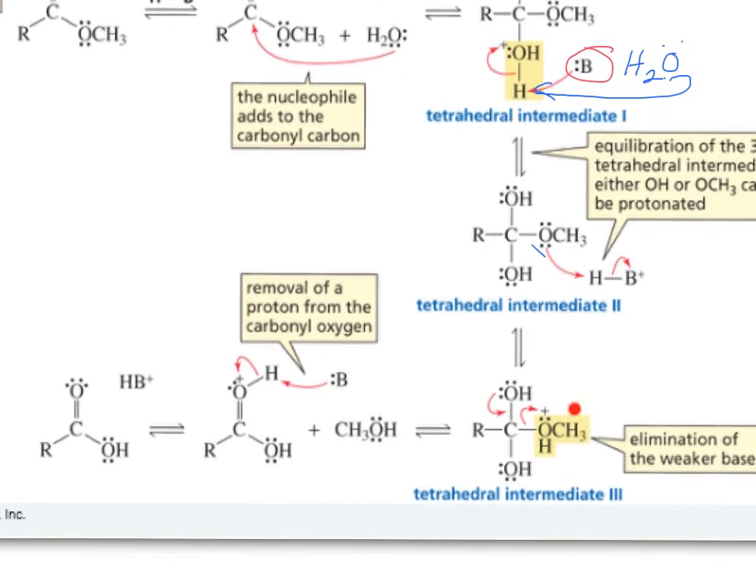Now you've turned the group you want to have leave into a better leaving group. That comes down. You regenerate the catalyst, which you could think of as B, Cl minus or water, right? HCl is a strong acid, so H3O plus is the same. Elimination, kick that out, regenerate the catalyst, you're good to go. Ester to carboxylic acid, hydrolysis.